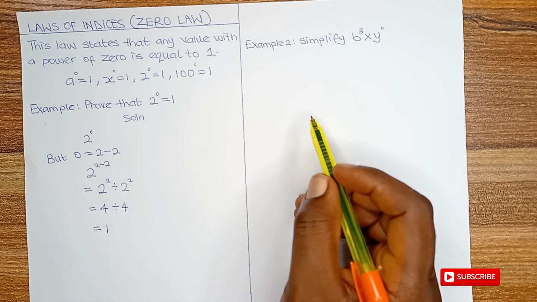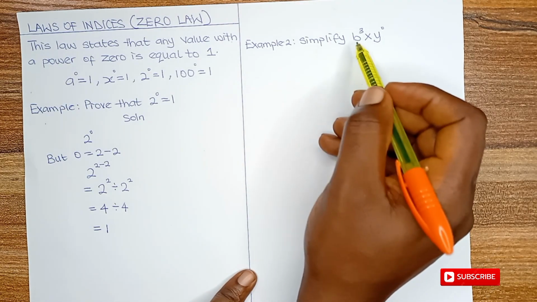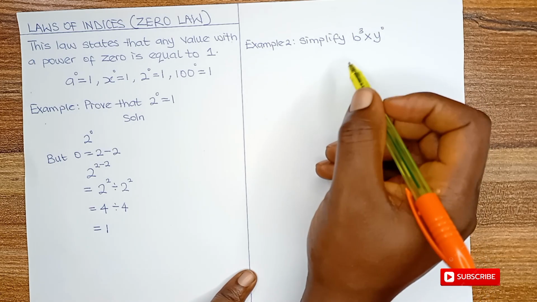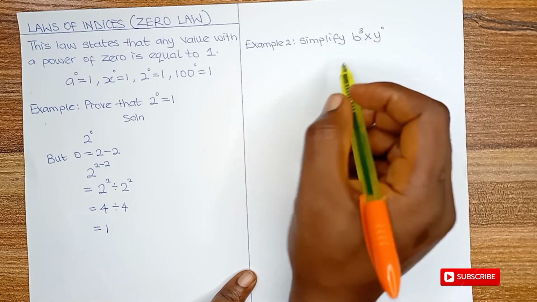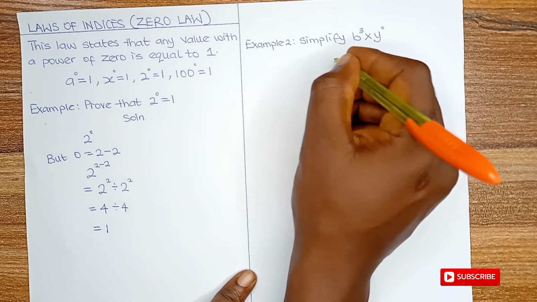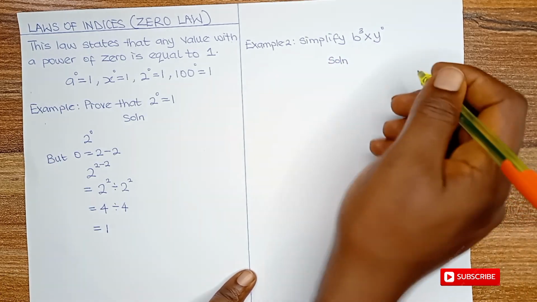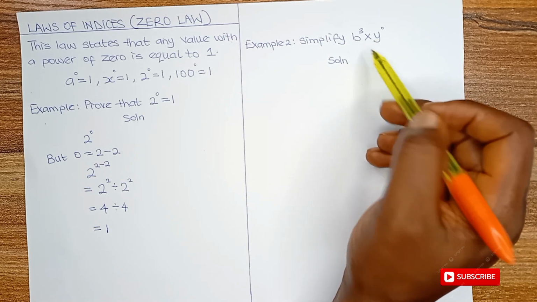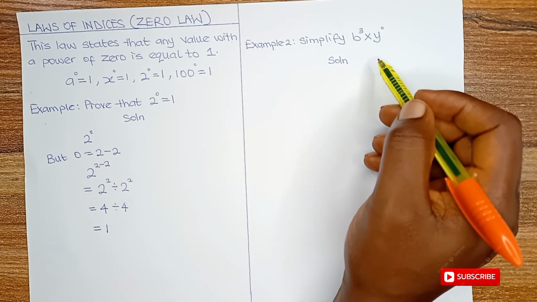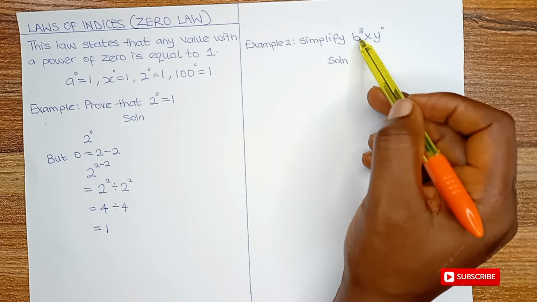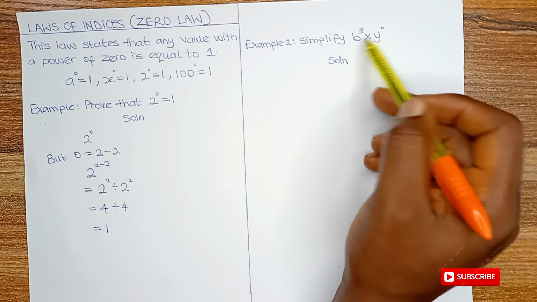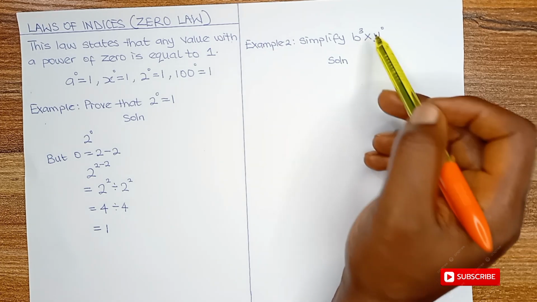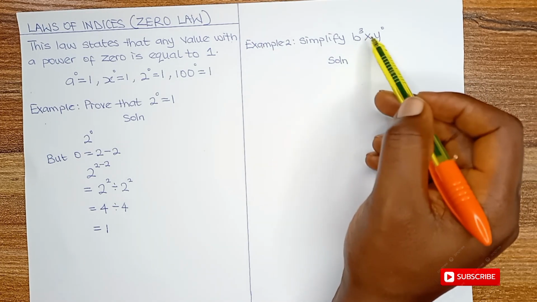So let's solve this other example that we have here. We are told to simplify b to the power of 3 times y to the power of 0. So here we have multiplication, but can we use the law of addition here? No. Why can't we use the law of addition? We cannot use the law of addition because the bases are not the same. For us to use the law of addition, which states that whenever you are multiplying two indices with the same base, you add the powers, the only way we can use that is if the bases are the same. But here the bases are not the same.